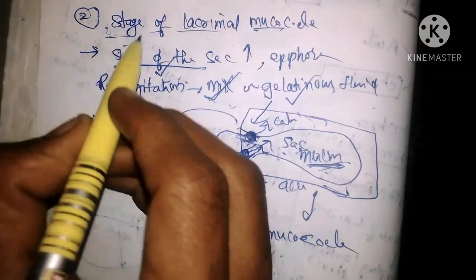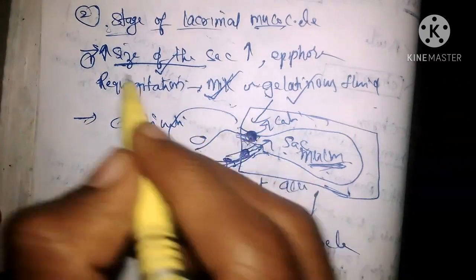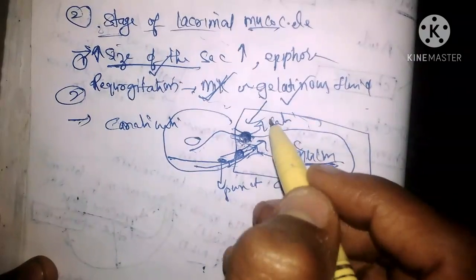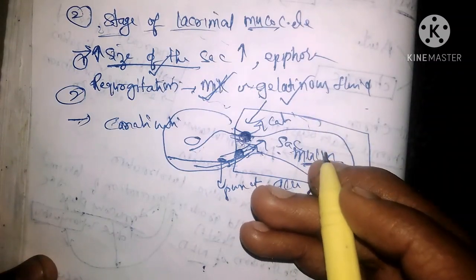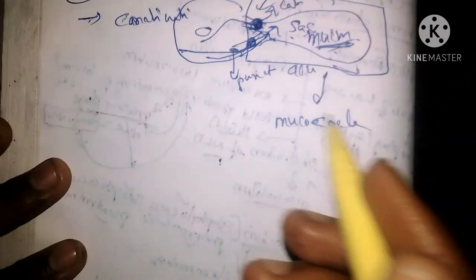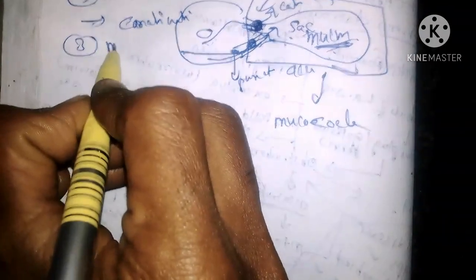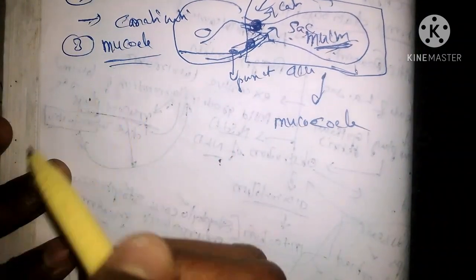What you have to remember is size increases, the first one. Clear? Second one is there will be milky or gelatinous fluid coming out of the lower puncta when you do the regurgitation test. The third one is mucosal. Okay, so in the second stage, these are the three things that you have to remember.